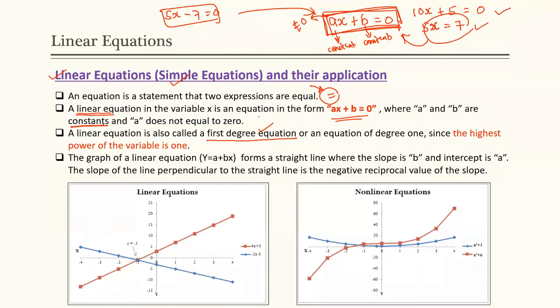Three synonyms, right? A linear equation is also called a first degree equation or an equation of degree 1. Why do we say so? Since the highest power of the variable is 1.